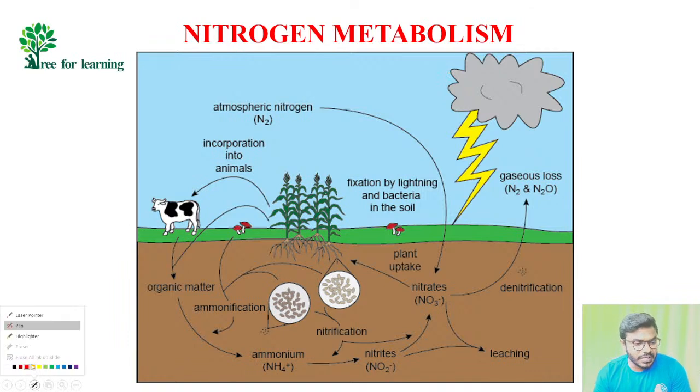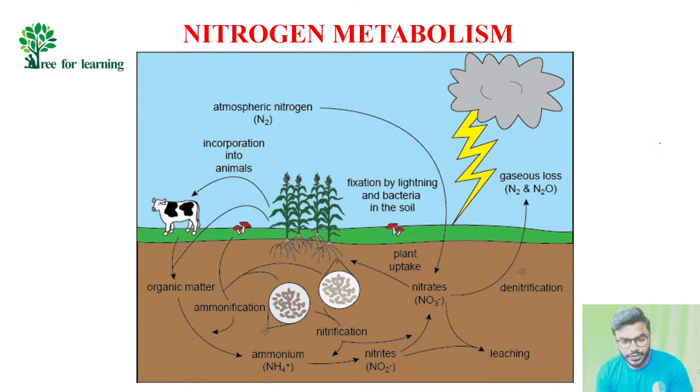So in yesterday's class we finished the concept of transport in plants, right? So we are left with nitrogen metabolism, secondary metabolites, then followed by the sensory photobiology chapter. Okay, let's quickly understand nitrogen metabolism.